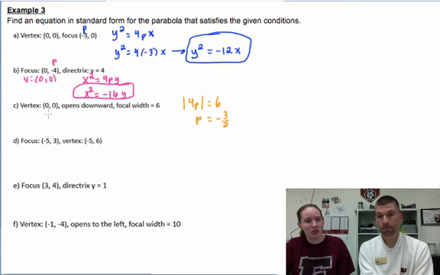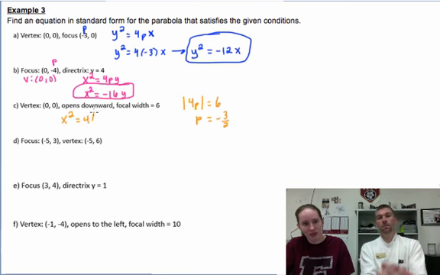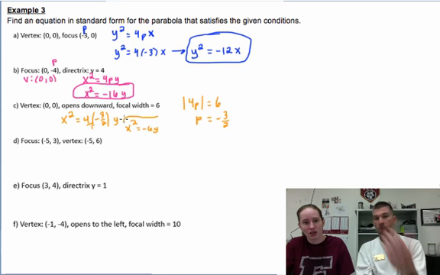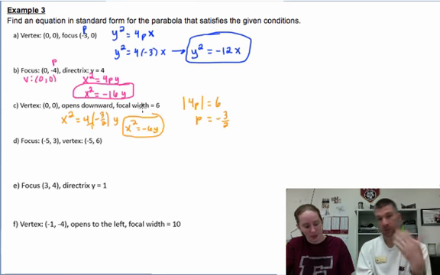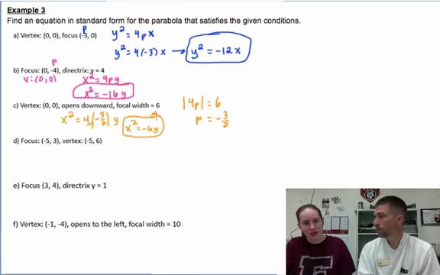So now that we know what p is, and we're in the first column, we have x squared equals 4 times -3/2 times y, and then we just need to simplify this. That's 4/1, so that's going to be -6. And so x squared equals -6y. And remember, 4p is equal to the focal width. On this one, they gave us the focal width.